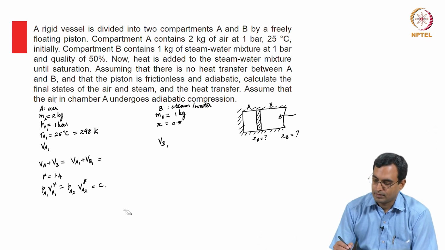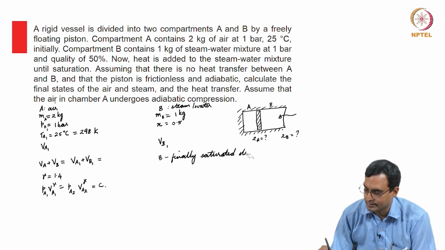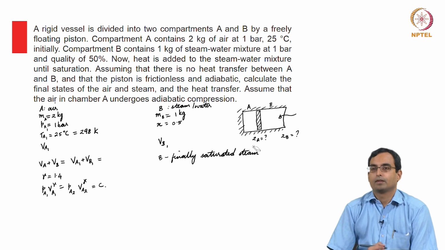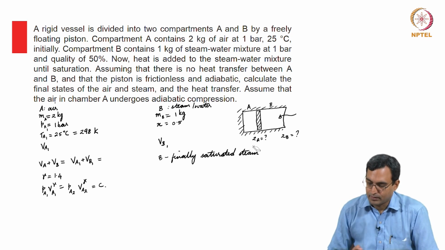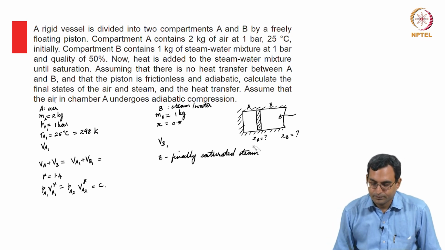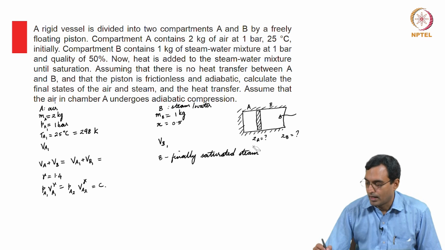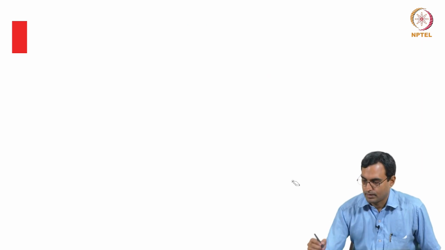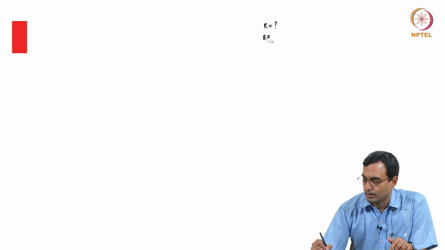The final state for B is saturated. We are adding heat, so it must be saturated steam. So final dryness fraction or quality would be 1 for B. So let's see what we can find out for this. We want initial volumes. So we are going to take air as an ideal gas. We can find out the value of R for the ideal gas. I'm going to do that here. So R is 8314.5 divided by molecular weight.